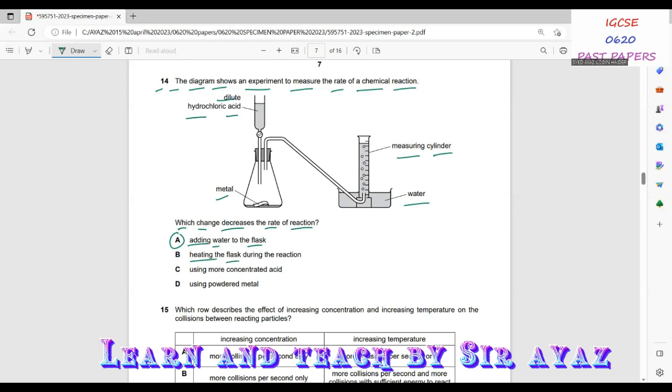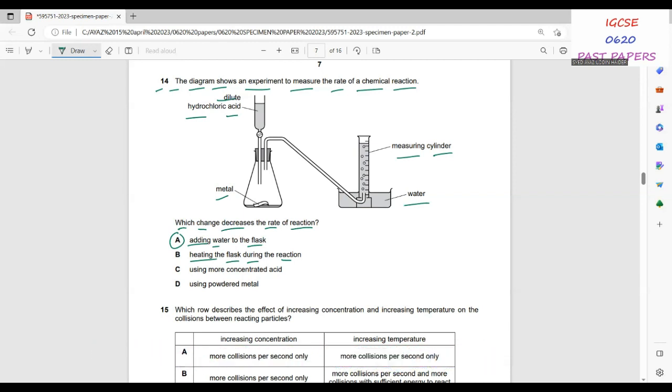Heating the flask during the reaction. When you heat the flask during the reaction, the particles will get more energy and they will collide more frequently. So the rate of reaction will definitely increase. Using more concentrated acid, you will have a higher number of particles of the acid. So this will also increase the rate of reaction.